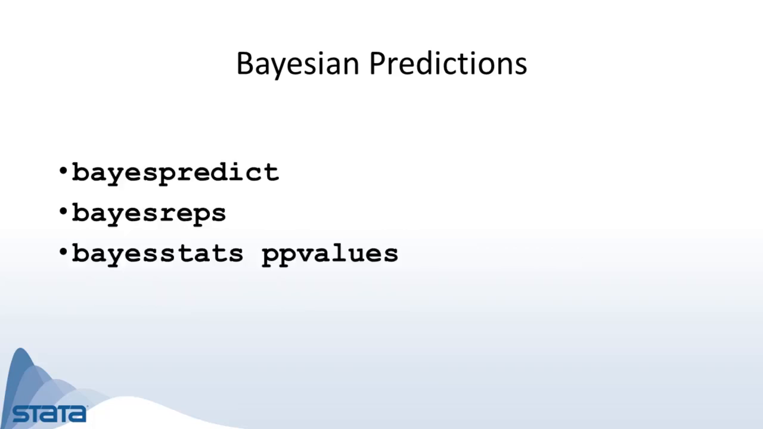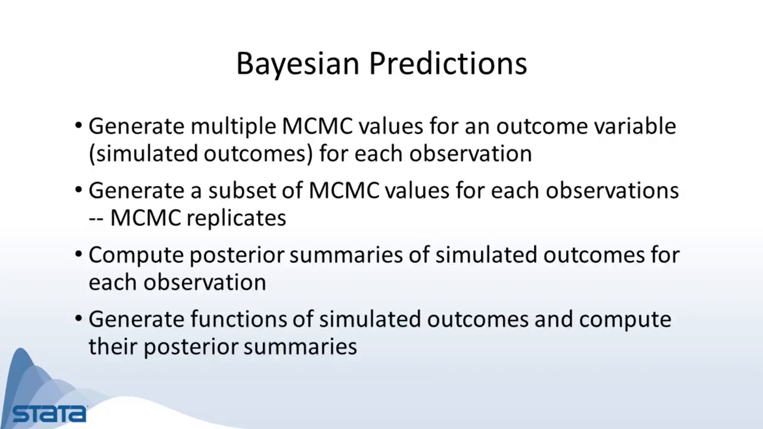There are three new commands that can be used for Bayesian predictions: bayes predict, bayes reps, and bayesstats pvalues. Unlike classical predictions, Bayesian predictions generate multiple MCMC values for each observation. So for example, if we were using the auto data set and we wanted to compute Bayesian predictions for miles per gallon, we will obtain 1,000 or 10,000 or whatever simulated values for each of the 74 observations in the data set. We can then calculate summaries such as a posterior mean or a median, which would produce one value for each observation. Then we can compute posterior summaries for the variable of interest.